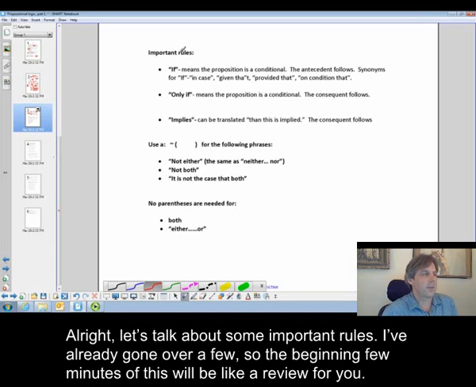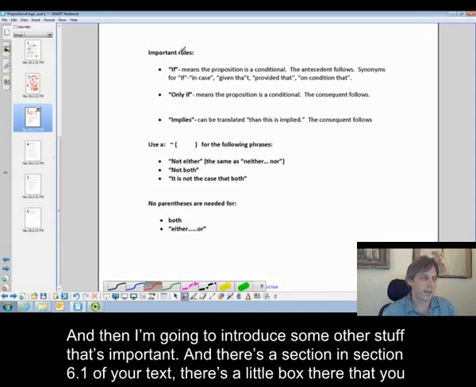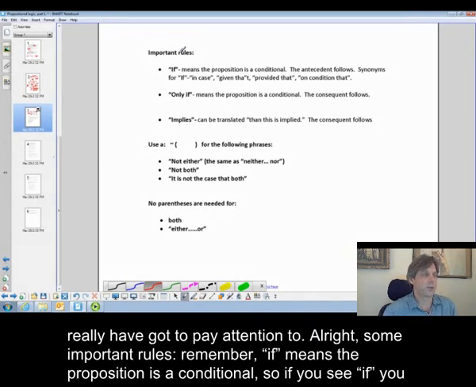All right, let's talk about some important rules. I've already gone over a few, so the beginning few minutes of this will be like a review for you, and then I'm going to introduce some other stuff that's important, and there's a section in section 6.1 of your text. There's a little box there that you really got to pay attention to, okay? All right, some important rules.